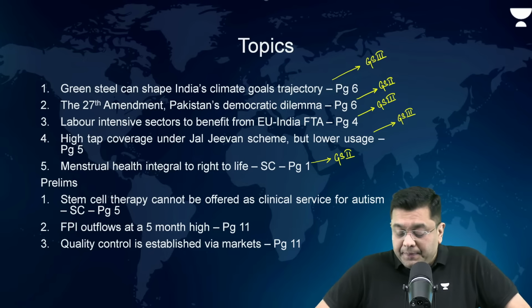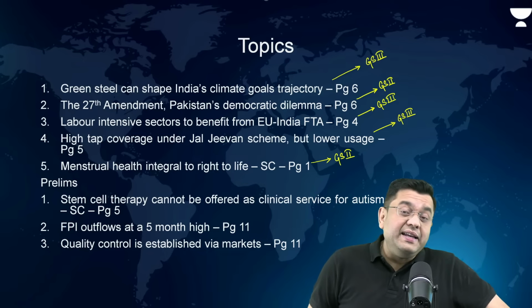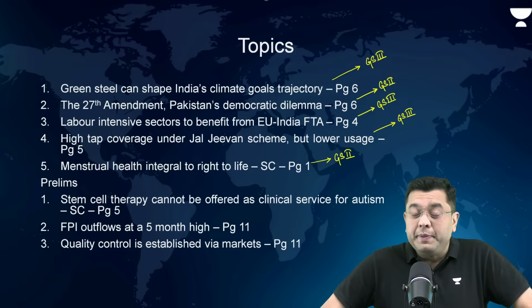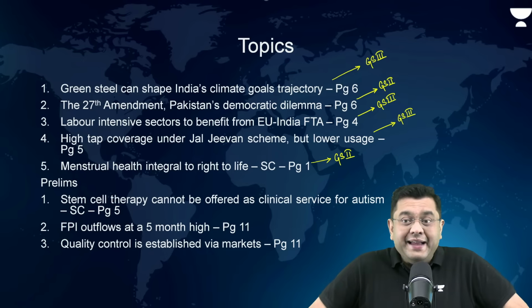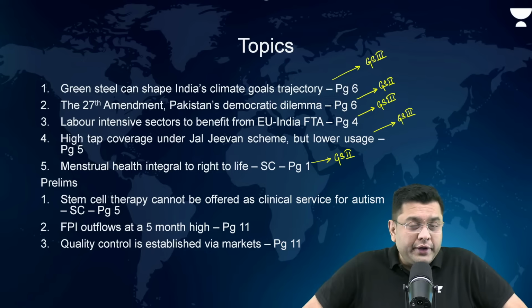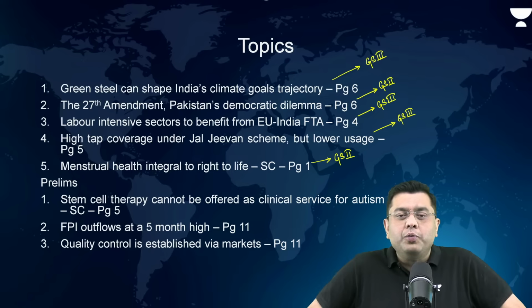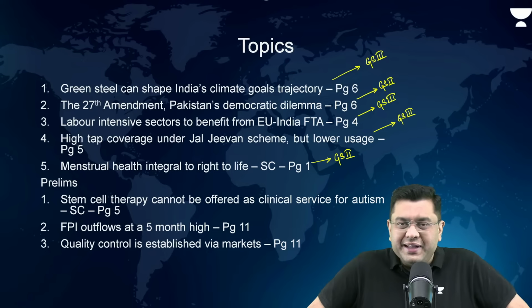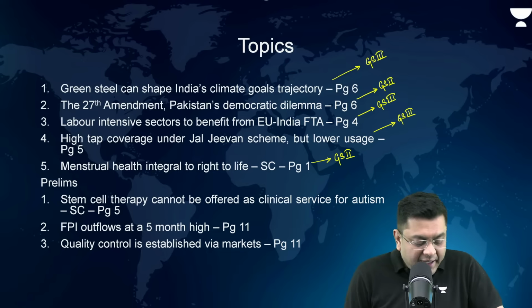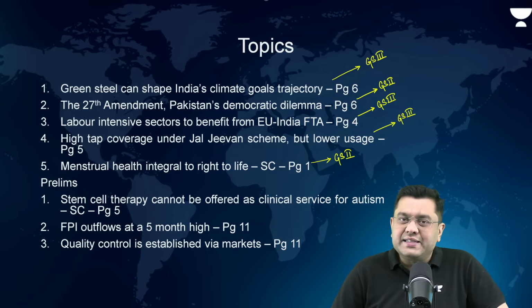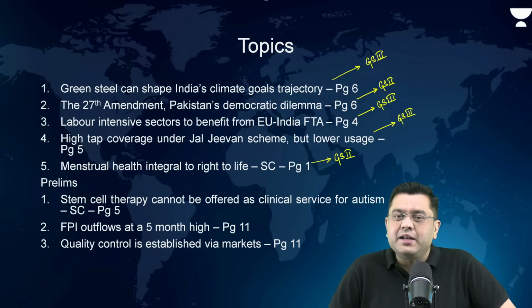Stem cell therapy. Now, Supreme Court has basically said that stem cell therapy cannot be offered as a clinical cure for autism. And that is where it has pulled up the government and various different private clinics for doing so. But we are going to take a look at what we understand by stem cell therapy overall. FPI outflows at a 5-month high, and quality control is established via markets and not via QCOs. That is a statement by the chief economic advisor.